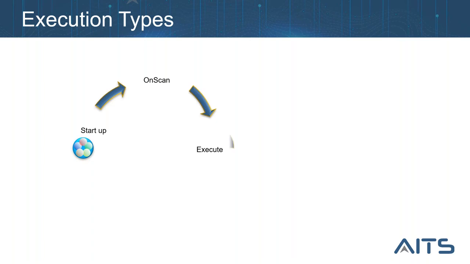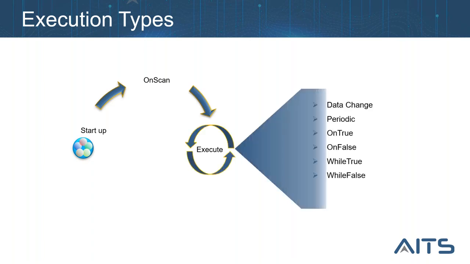And on every scan period, we have different types. If I have a data change in an attribute, I can execute a script based on it. I can also execute a script periodically, independent of any data change or any expression. I can periodically, every 1 second, every 5 seconds, execute a script. I have on true, on false. That means once a value or expression is true, execute an expression, or while true, while false. That means while it is true or while it is false. I will go deeper into these two types. You can also execute for a period of time.